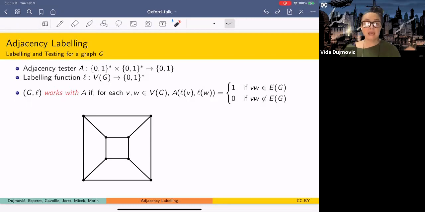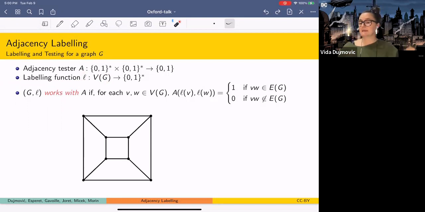And just using the labels, you want to test, if I give you two labels for two vertices, you want to say are they adjacent or not. So what you're looking for is a so-called adjacency tester. And what it does is for two binary strings, it outputs either 0 or 1. So 0 for no edge, 1 for there is an edge. And also for a graph G, we say that L is a labeling function of G if you assign to every vertex of G some binary string.